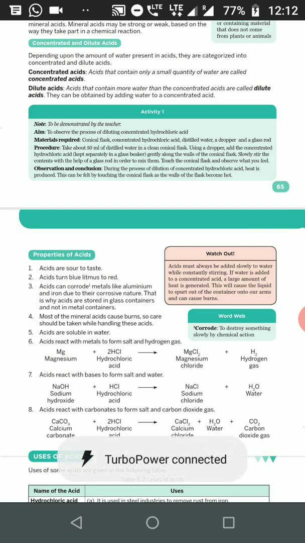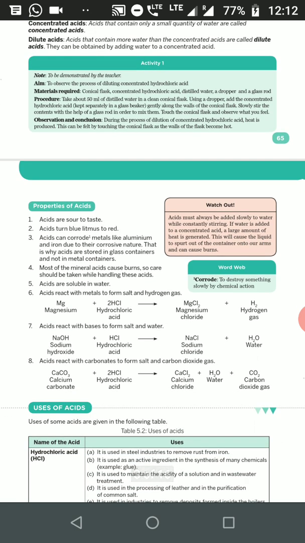Acid reacts with the metal to form salt and hydrogen gas. These are the chemical properties. When acid is made to react with the metal, they form salt plus hydrogen gas. Acid reacts with the base to form salt and water.